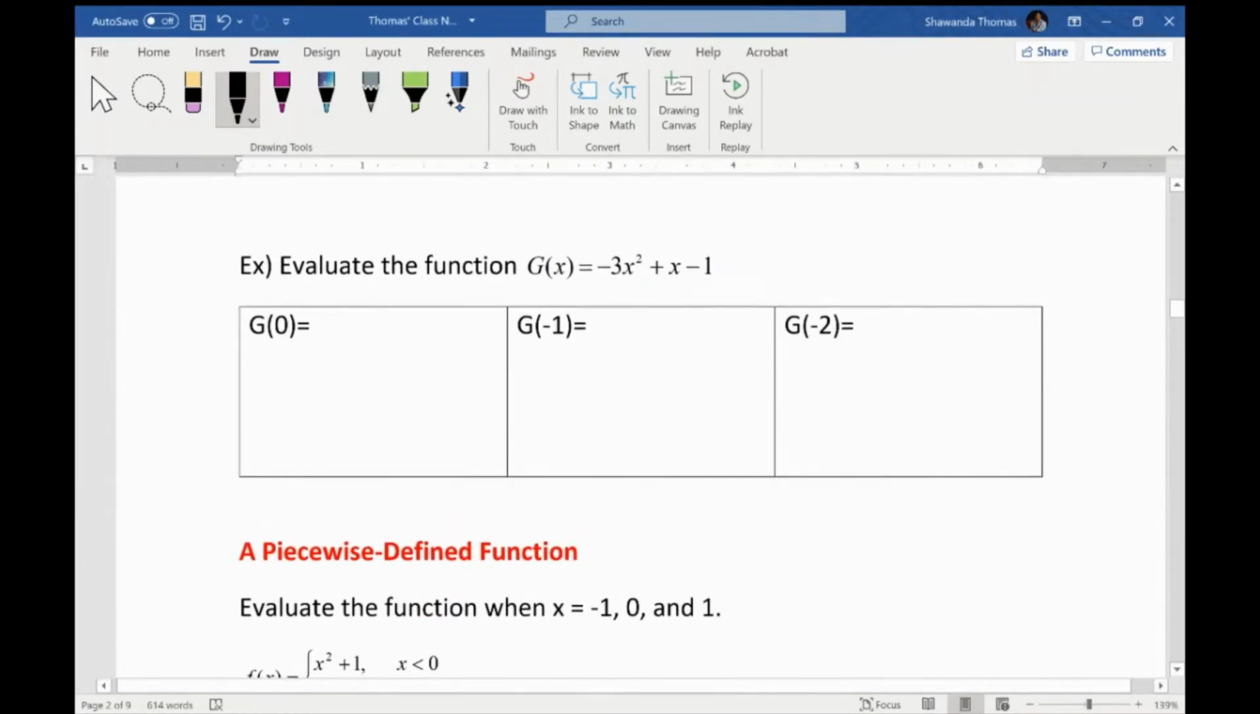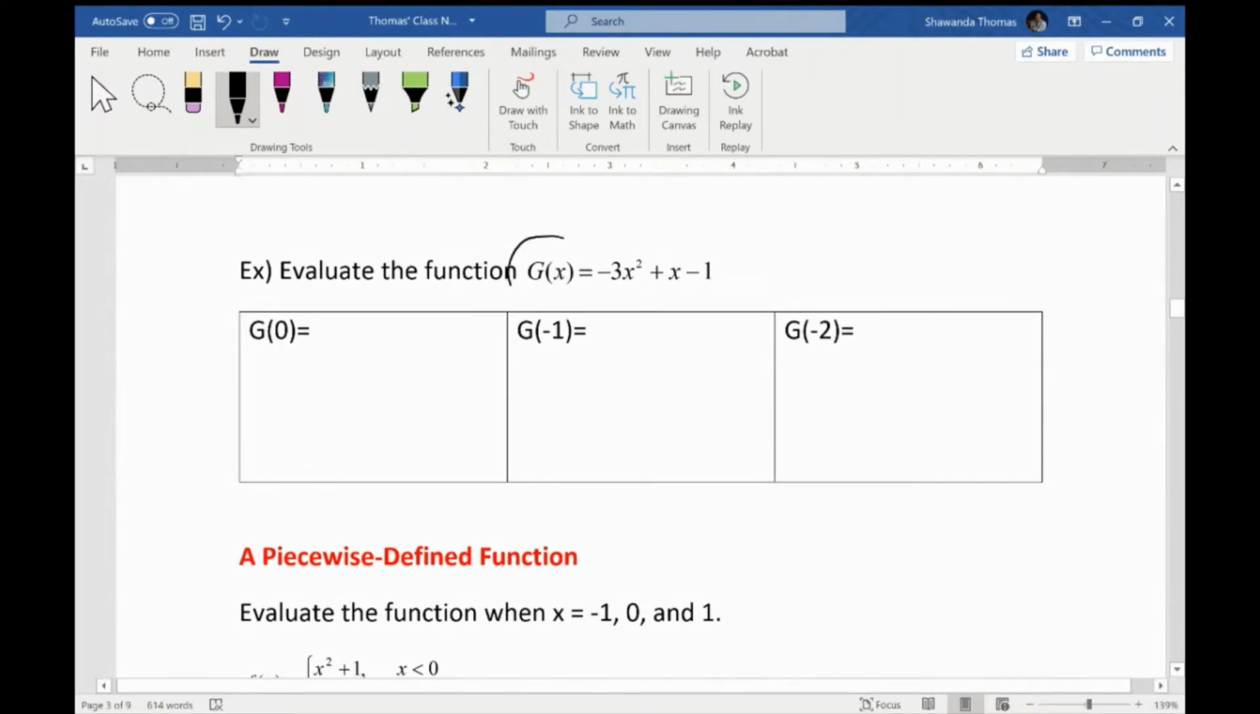All right. Well, we're going to move on to the next function. Notice we switched the letter up. How would you say this? How would y'all say that? G of x. Nice. G of x.